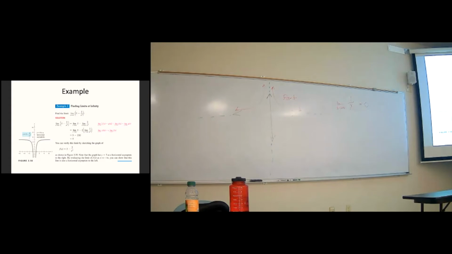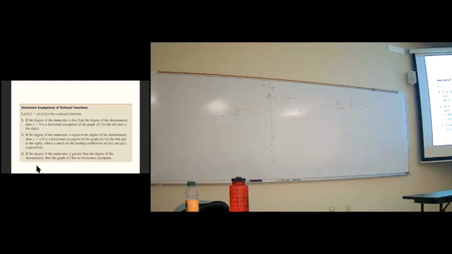Then we can ask, what happens when we go to 0? When x goes to 0, our function goes to negative infinity. So we have a vertical asymptote as well. Is everybody cool with this? Dope. All right.